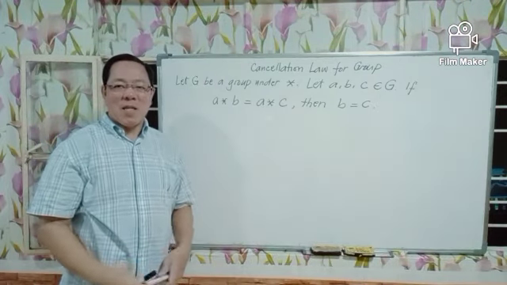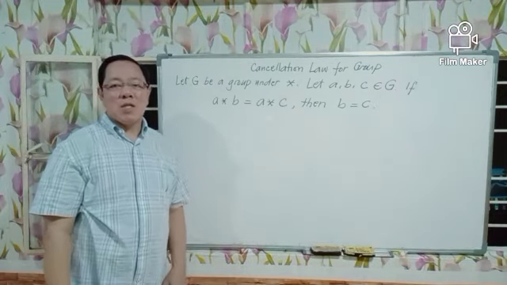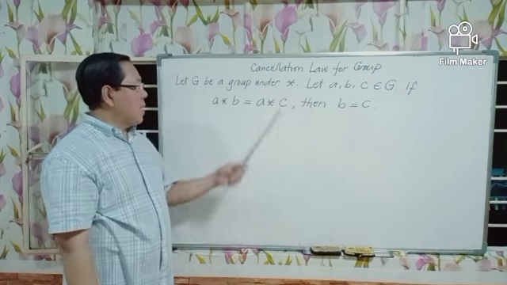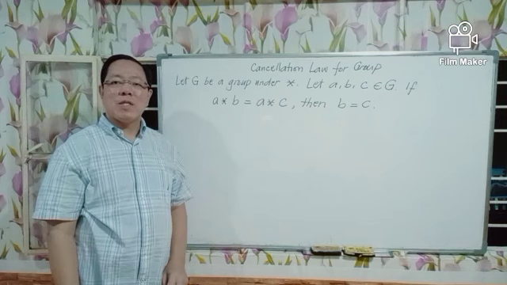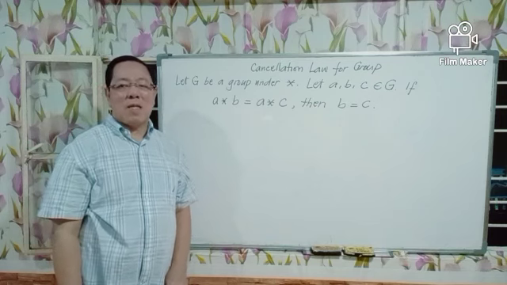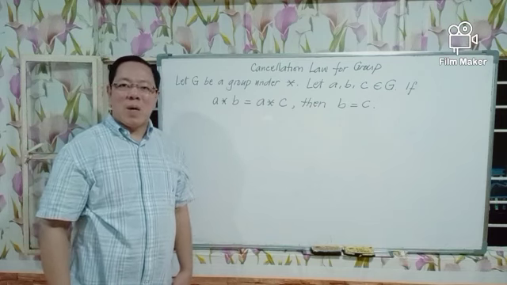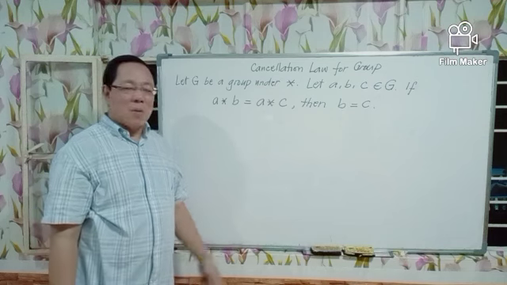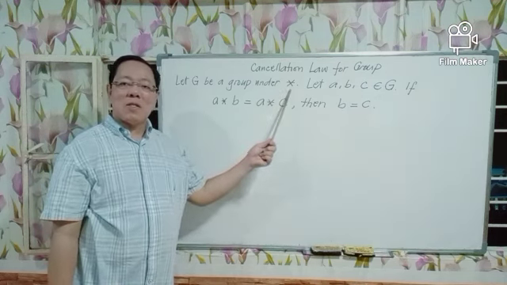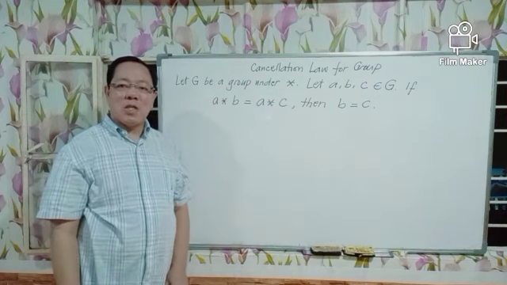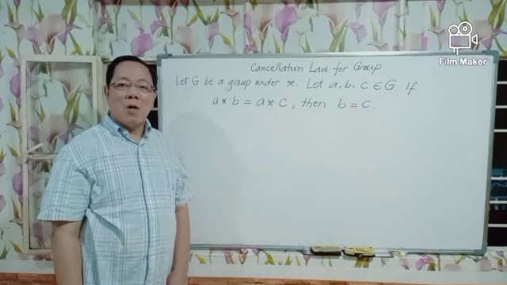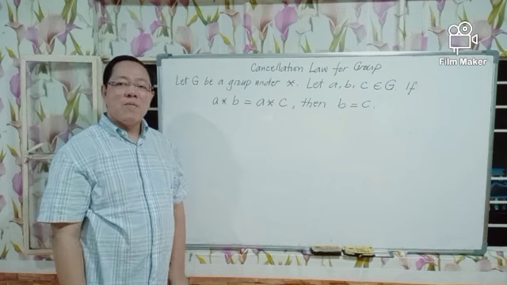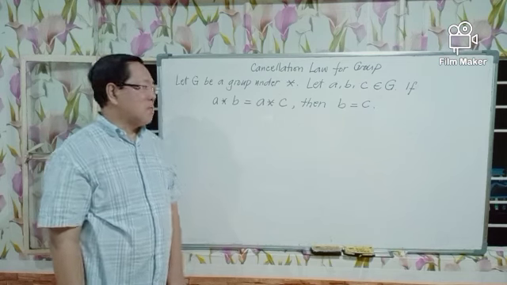We state the cancellation law for group. We let G be a group under the binary operation star. Because G is a group, we are sure that G is a non-empty set. That means G has at least one element. And because G is a group under the binary operation star, every element in G has an inverse that is also in G. And also the identity element for the group is in G.